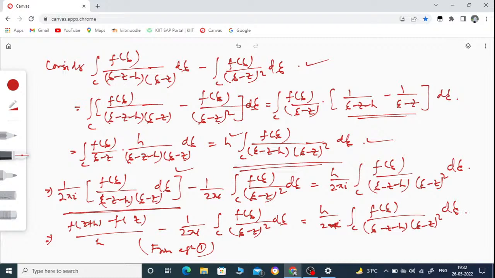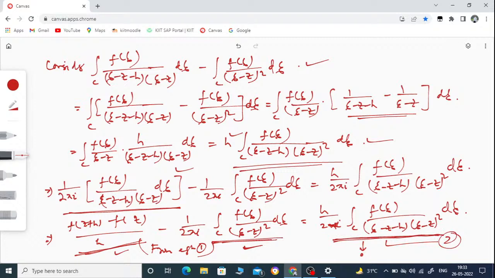Okay, so let this be your equation 2, and in our proof we have to prove that this one is equal to this one. That means our next aim is to show that the right hand side of this equation 2 is 0. If I show this as 0, then the first term will be equal to the second term. So now I will show that the right hand side of equation 2 is 0.